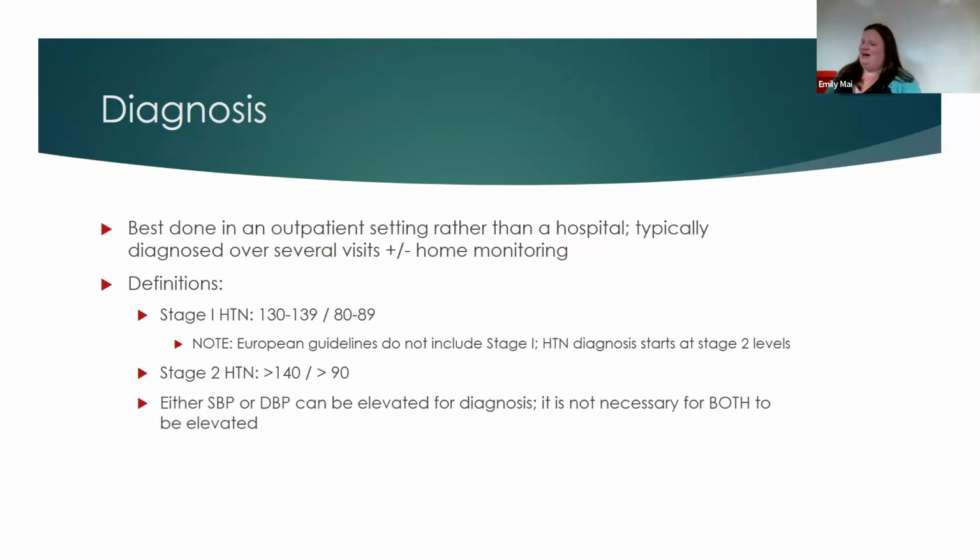Caveat is that the European guidelines actually just exclude this altogether. They don't start till 140. American guidelines used to not start till 140. This was like pre-hypertension in the 130s, but current American guidelines start at 130. And then stage 2 is anything above 140 or above 90. Again, either or both.